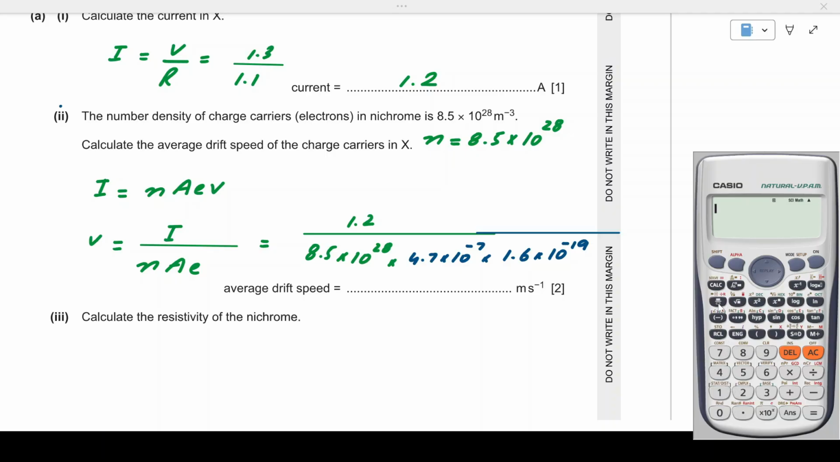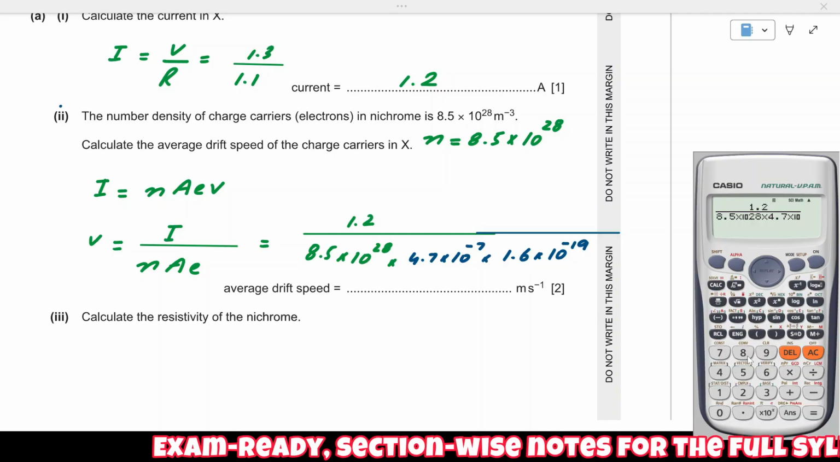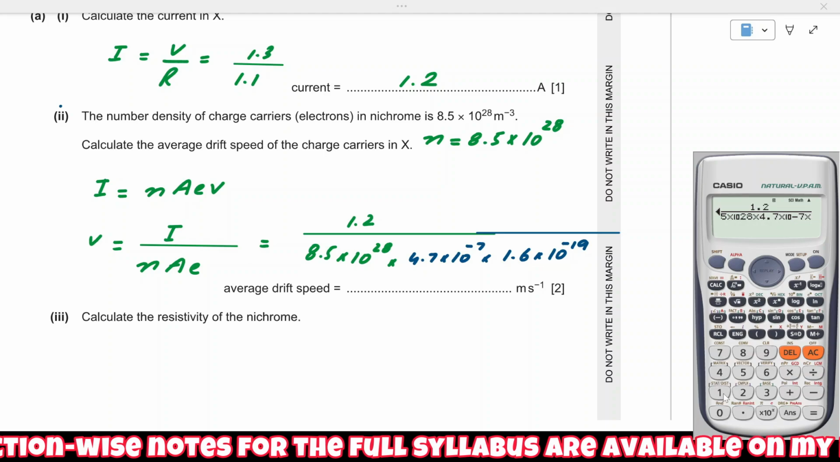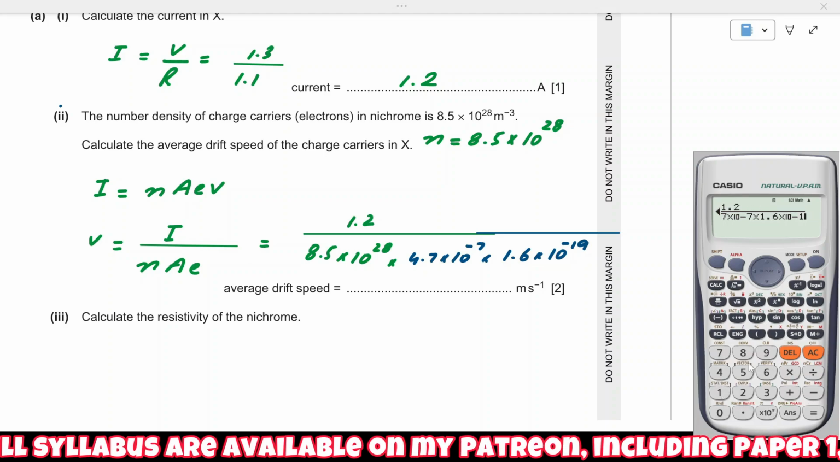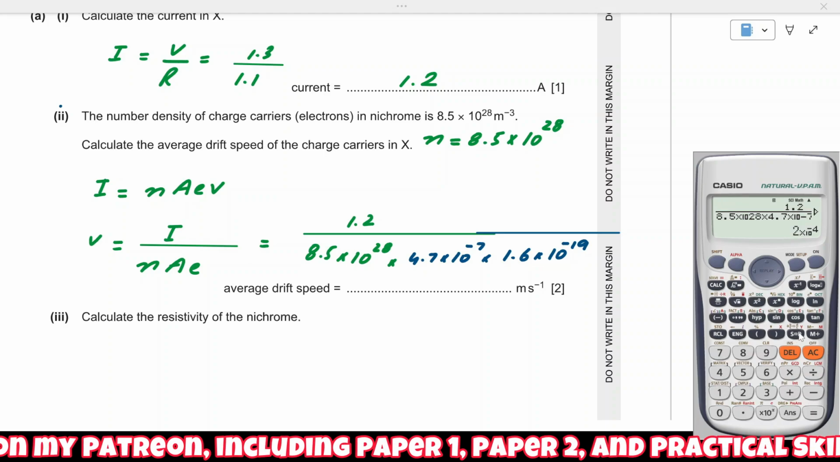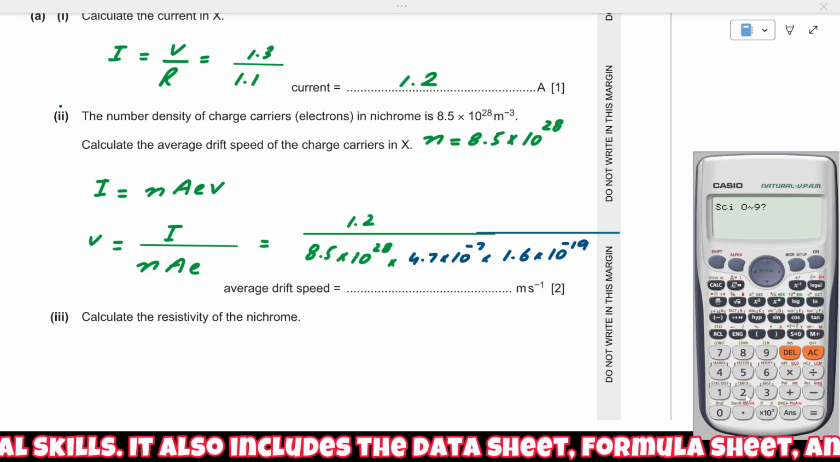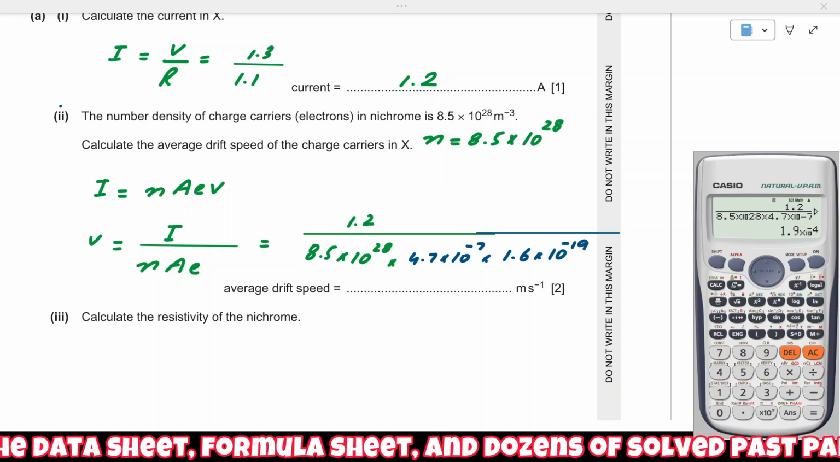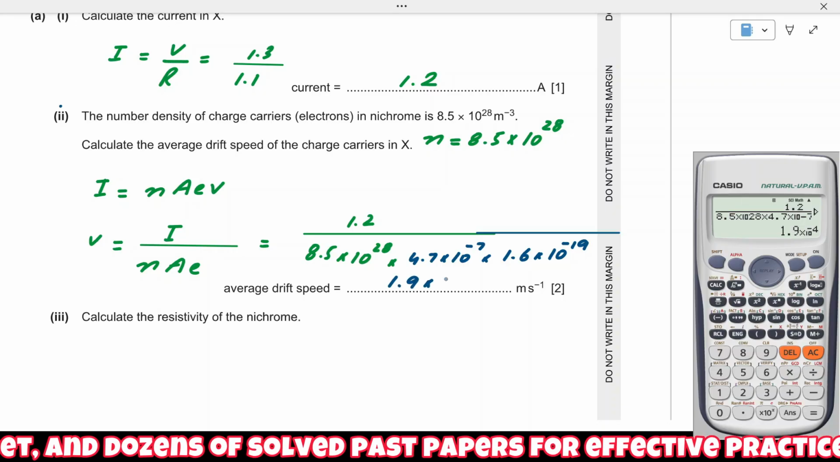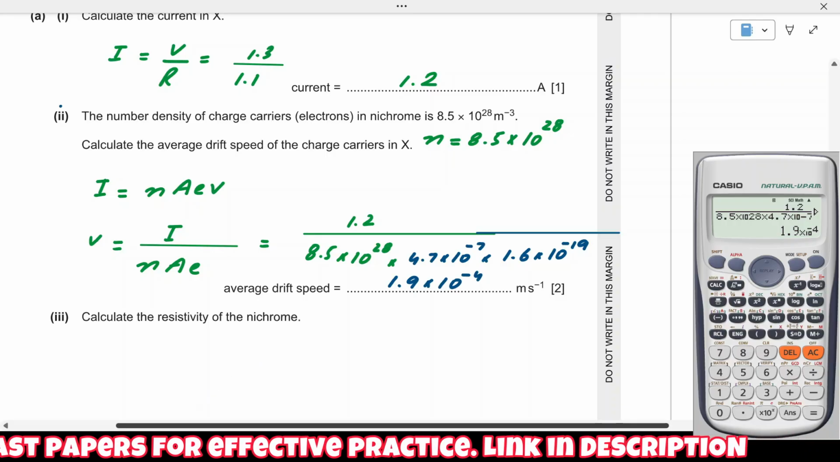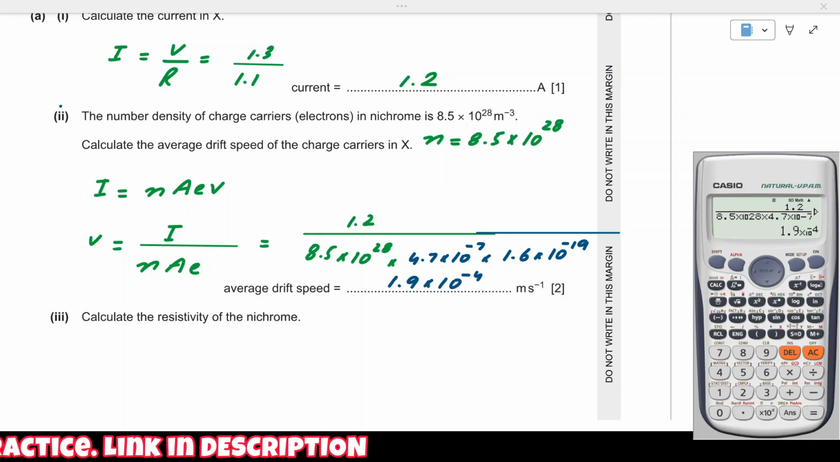So this one will be 1.2 at the top, 8.5 exponent 28 multiply 4.7 exponent minus 7 multiply 1.6 exponent minus 19. Right in 2SF, 1.9 into 10 to the power minus 4. And the drift speed in meter per second is actually quite small.